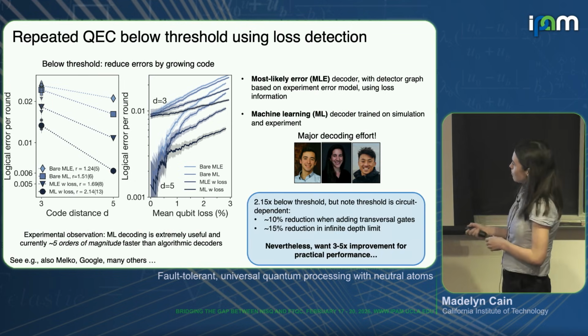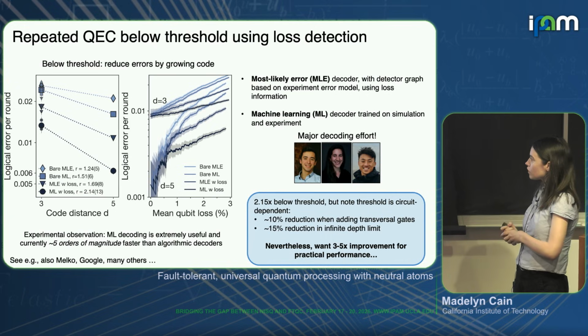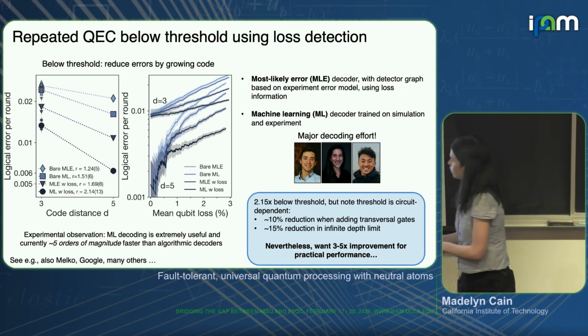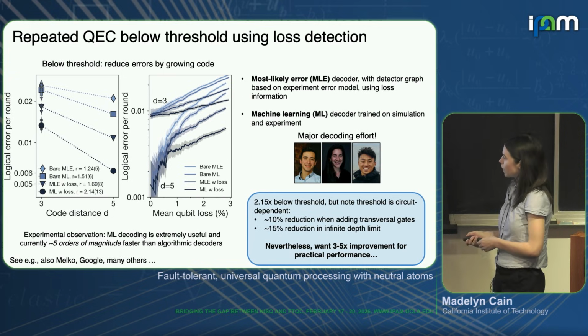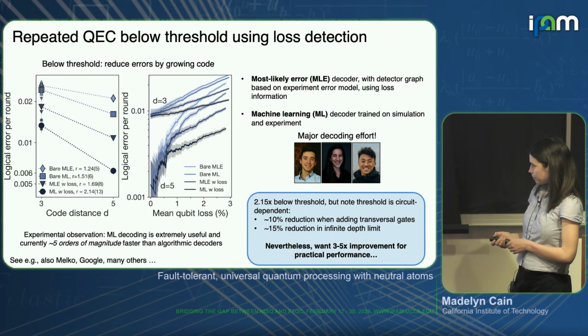So for this ML decoder, we found that we were roughly a factor of 2 below threshold, but I want to note that this threshold is circuit dependent. Here we're just looking at a single logical qubit, but you expect a slight reduction when you start adding in transversal gates, and also once you start going to the very deep circuit limit.